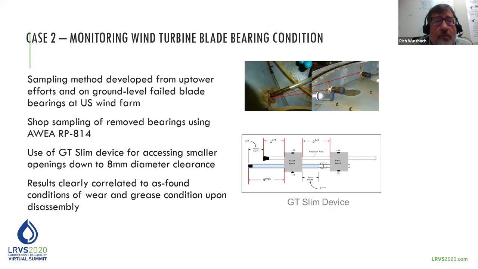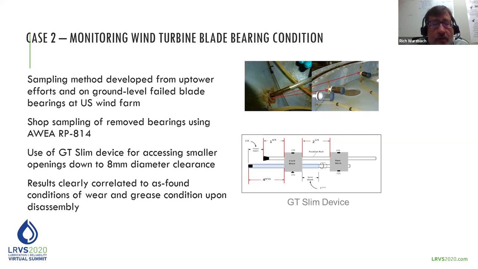Another case here is from the wind turbine. This is a blade bearing example using the Grease Thief Slim in that photograph to take that sample. And the method was developed a couple of different ways on some ground level failed blade bearings that were accessible, where we could see where you can go, what's going to get you close to the component, what sample is going to be representative, and some shop sampling there.